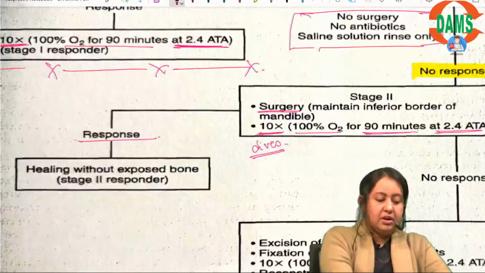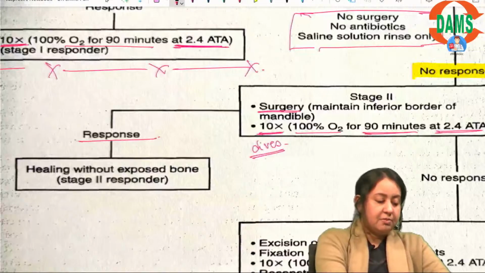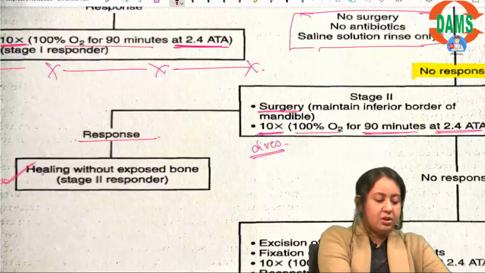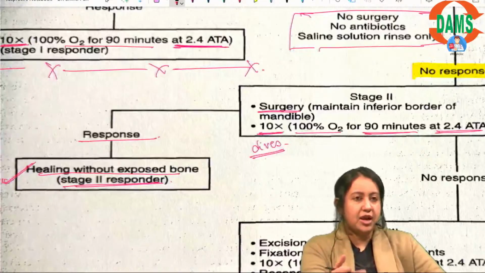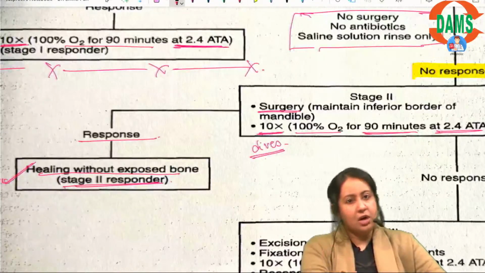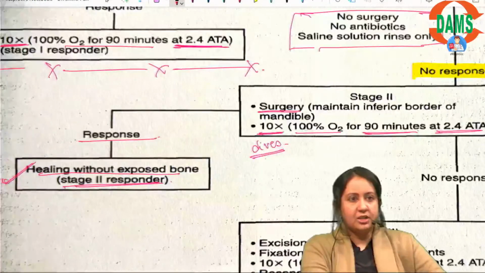Now, if there is response, that means there is healing without exposed bone. That is a stage 2 responder. A stage 2 responder will undergo surgery, then again undergo 10 sessions of hyperbaric oxygen therapy, and will ultimately heal without exposed bone.